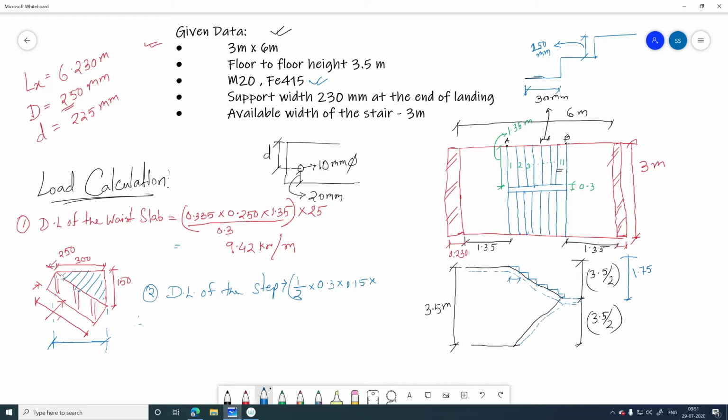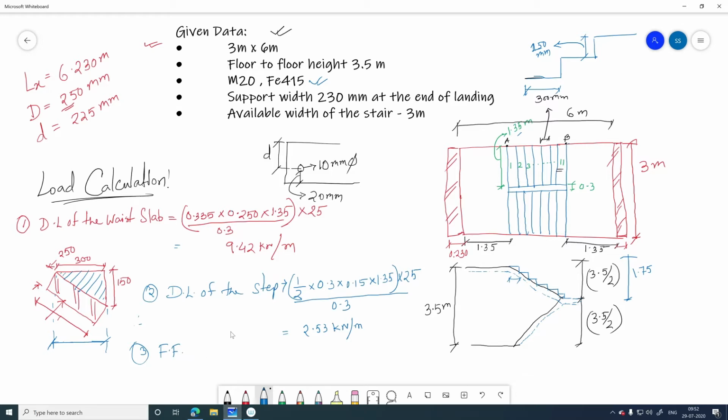Now same thing, you need to multiply with the length of the single flight, that means 1.35, right? So 1.35 into the unit weight of RCC, and same thing it is also for the horizontal distance 0.3 meter. So we need to divide this with 0.3 and we will get the answer, that means the value which is in per meter basis. Okay, so you calculate this, it will be near about 2.53 kilonewton per meter.